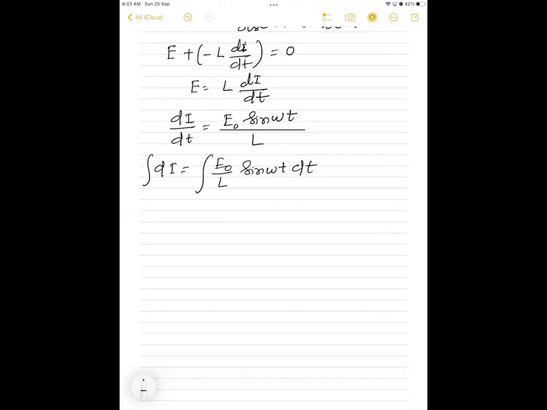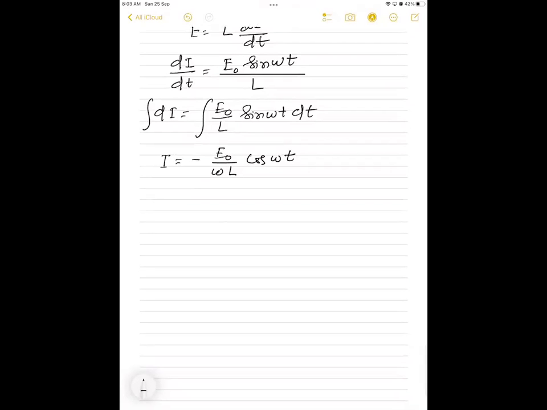Integral of sin omega t is equal to what? Minus cos omega t by omega, right? तो ऑन इंटीग्रेटिंग यू विल गेट I is equal to how much? Minus E naught by omega L into cos omega t, right? Sin 90 minus theta is cos theta ना? और साइन मान के हमने लिखे, ऐसे हमने लिखे, करेक्ट?